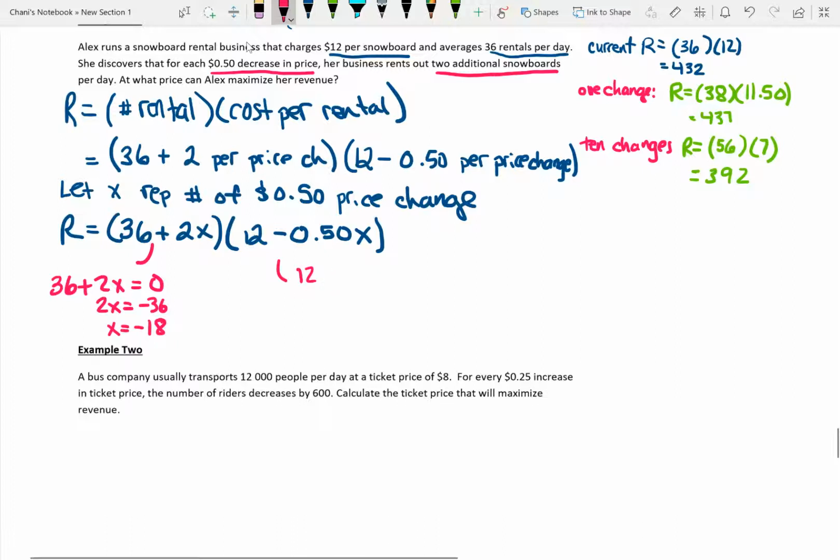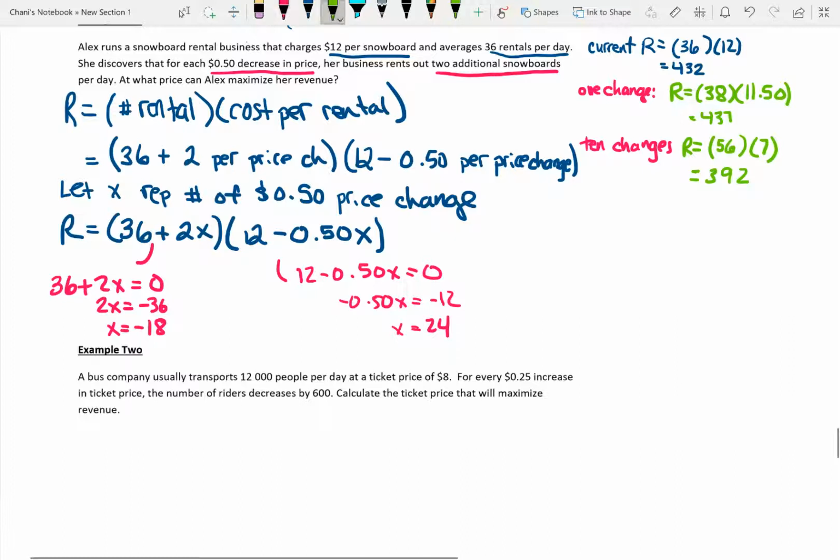Alternatively, you can take how the price changes and set it equal to 0. So here we get negative 50 cents x plus 12 equals 0, so x is equal to 24. So x equals 24 represents if there were 24 price decreases, we would be at $0. So we also wouldn't be making any money. Think about it. If we're at $12 to start and it's 50 cents per decrease, then 24 50-cent decreases would be $12. So 12 minus 12 is 0. All of a sudden the snowboards are free and revenue is nothing.